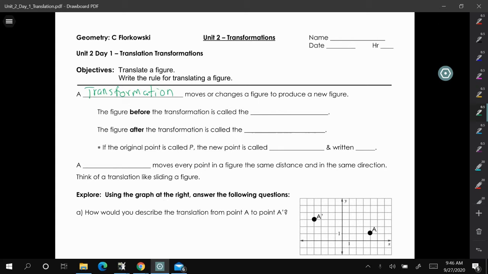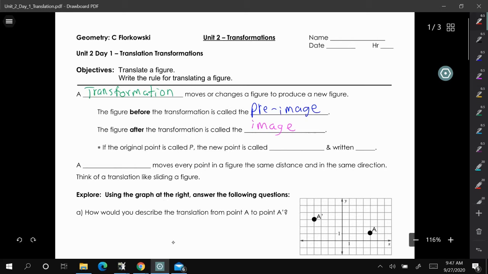Now the figure before this transformation is called the pre-image. And after we do the transformation, it is called the image. So pre-image is pre-transformation, or before the transformation, and the image is after it.